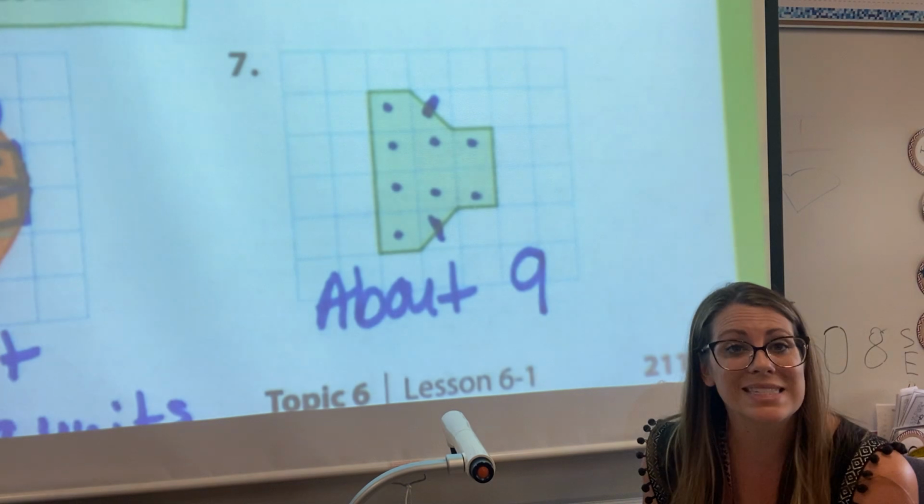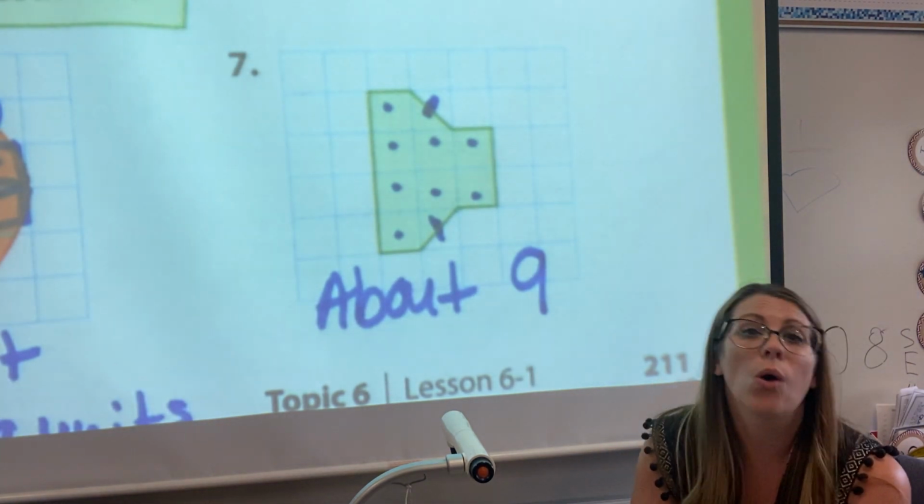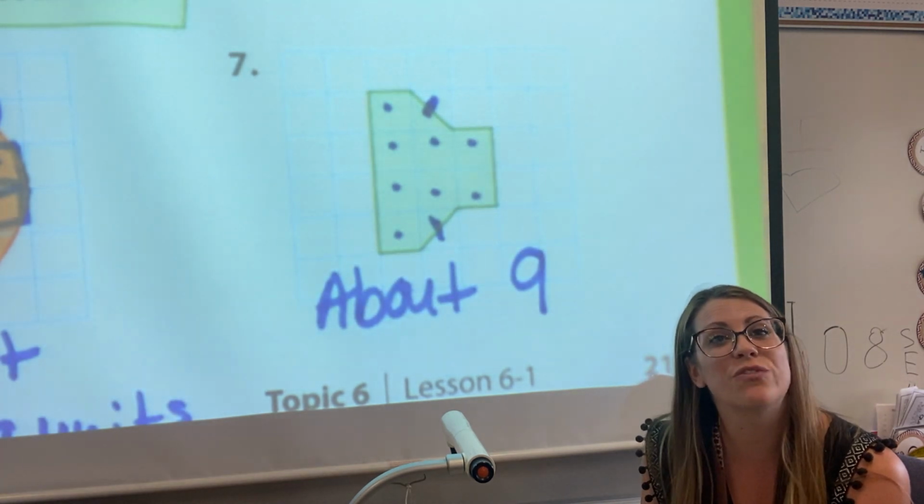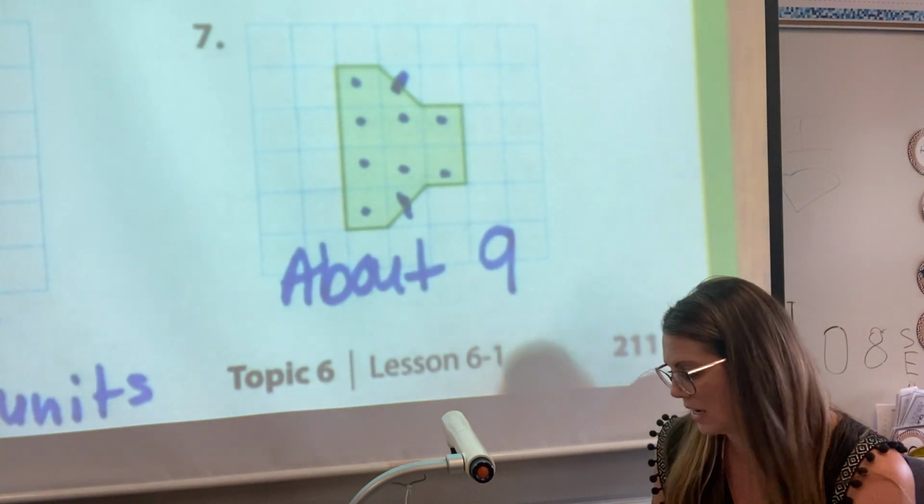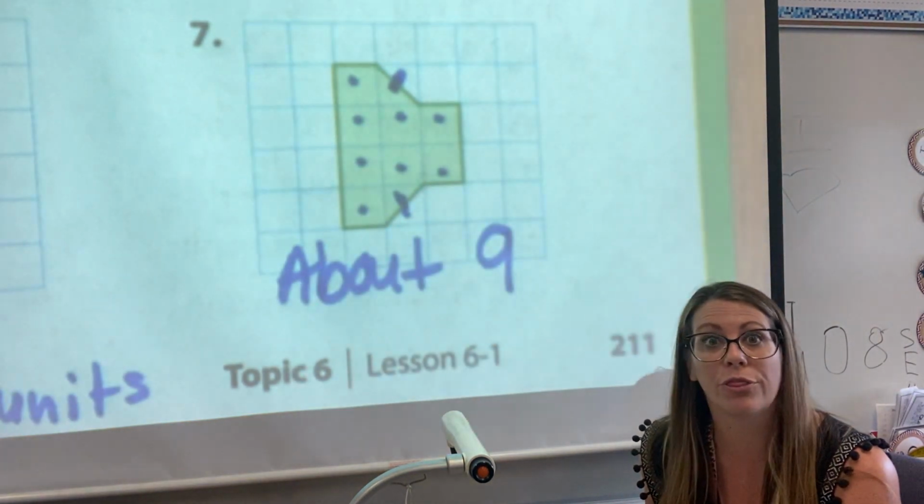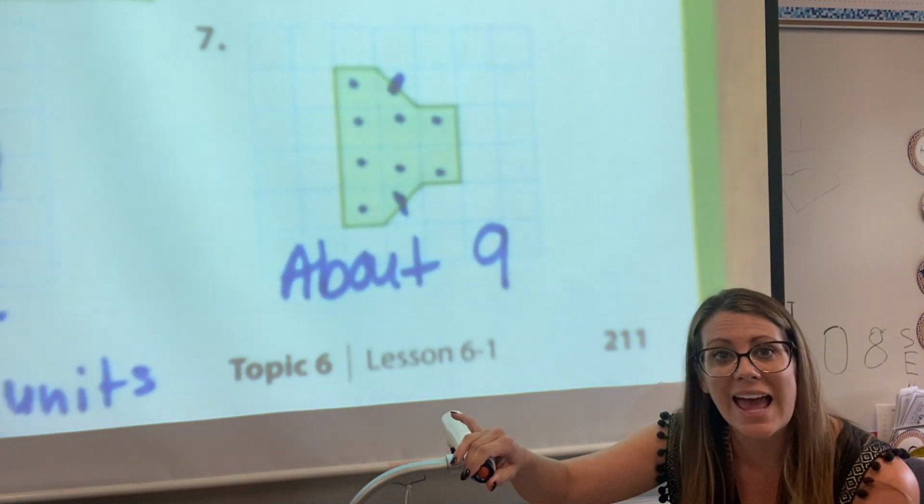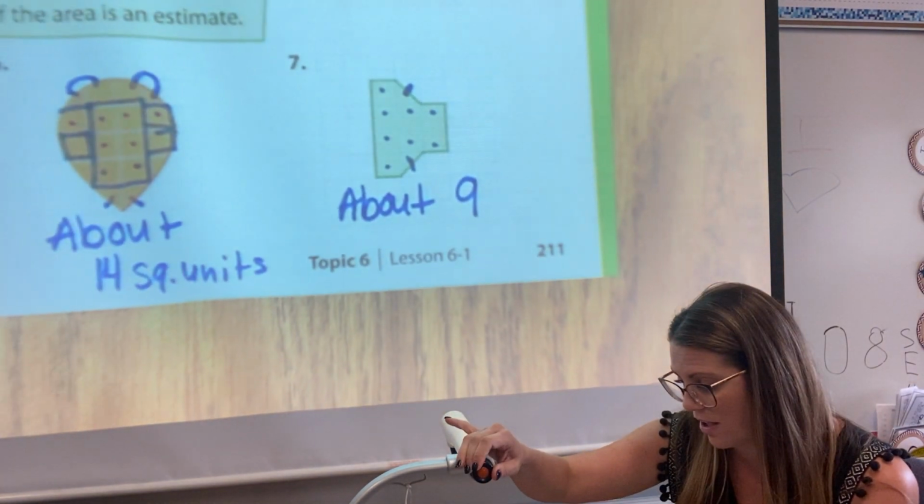Now remember, when you estimate, about means if you were at 8 or you were at 10, that's still fine because it's close to 9. But if you counted 3, way off. If you counted 30, way off, okay? So that is how you find the area.